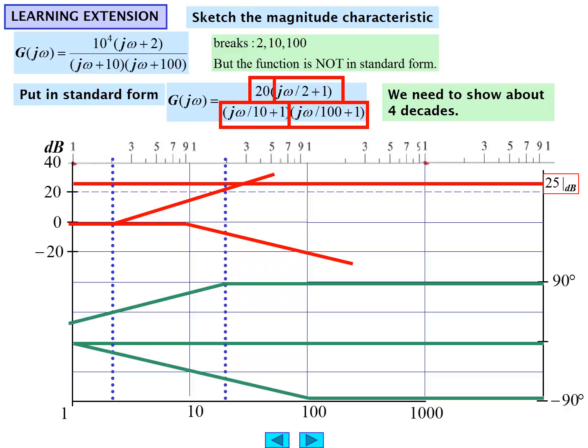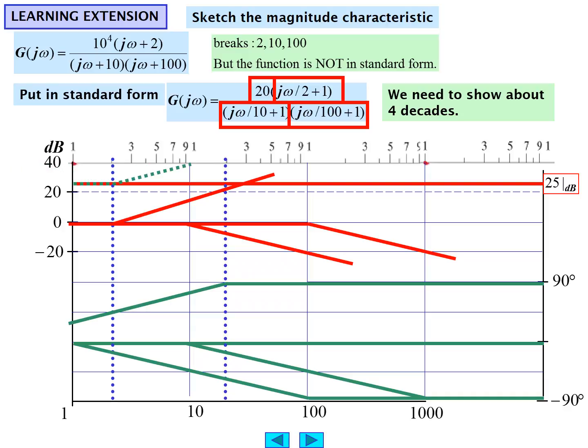The last term, j omega divided by 100 plus 1, has a break frequency of 100. So we draw our asymptotic magnitude out to 100, and then we go minus 20 dB per decade from 100. Same way with the phase. We're at minus 45 degrees at the break frequency and minus 45 degrees per decade on either side.